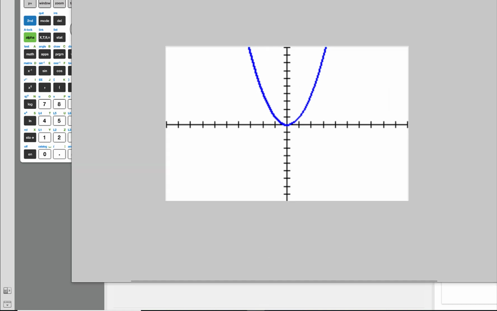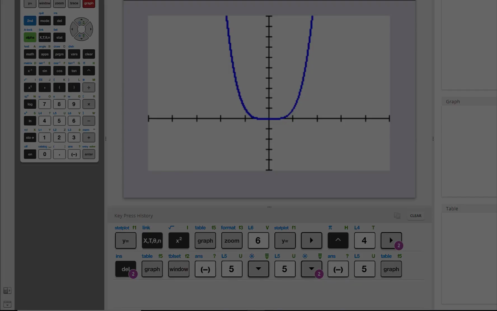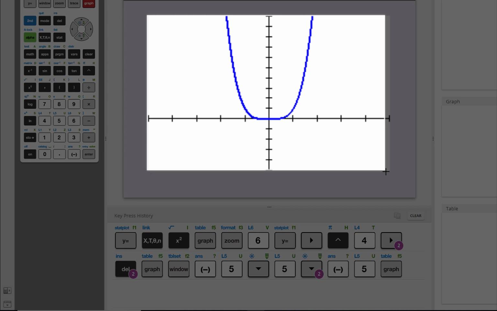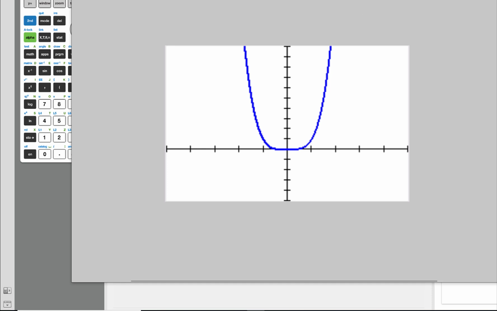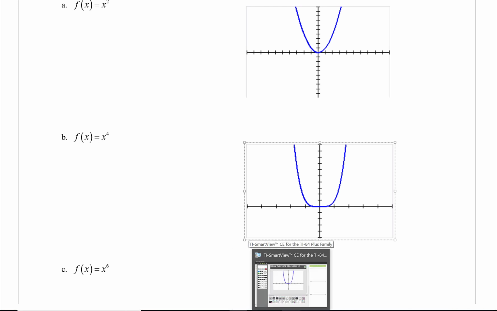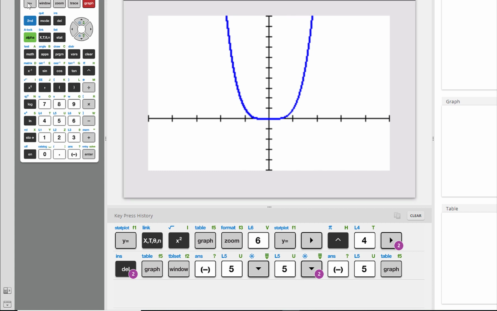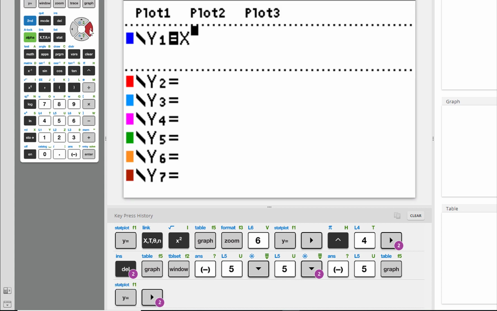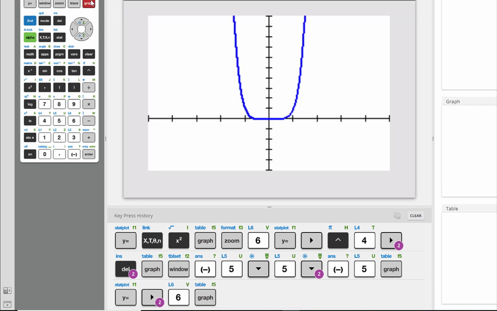Okay, let's go ahead and copy this graph. And we're going to go copy and paste. And there's our graph. Good. And then our last graph, C, it says f of x is equal to x to the 6th power. So we're going to go ahead and go y equals, and instead of x to the 4th, I'm going to put x to the 6th. And then we're going to go graph, and there's our graph.